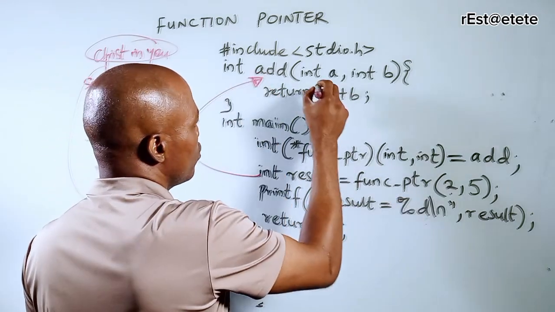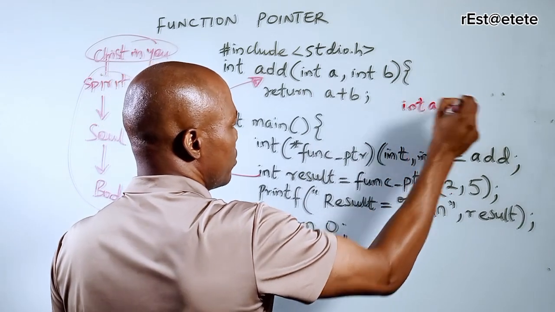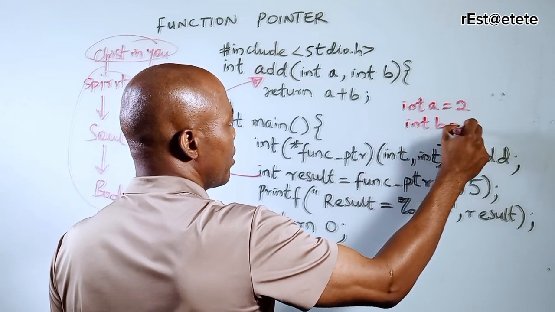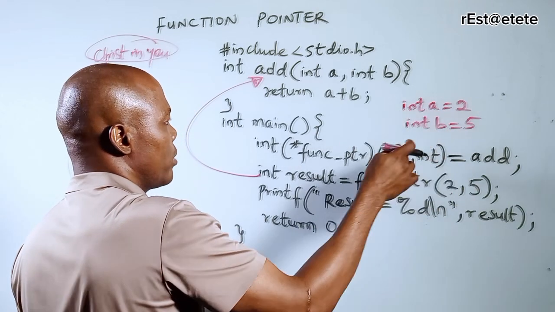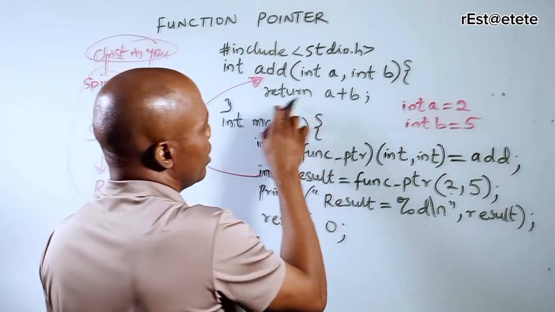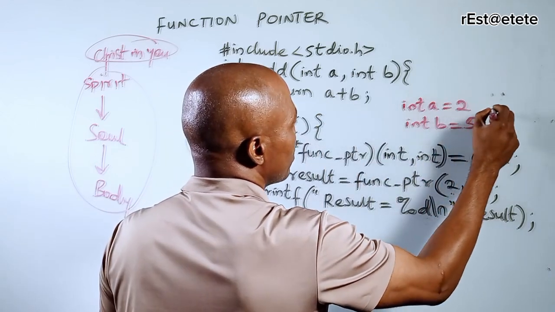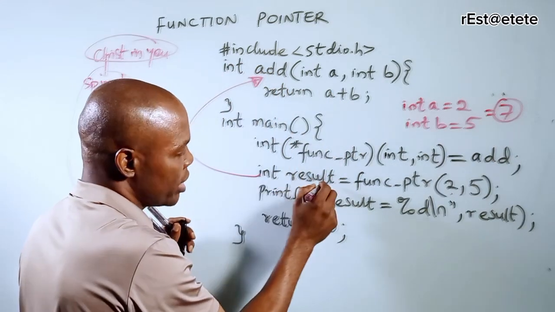So these 2 will be given, so int a will take 2, and then int b will take 5, right? It will take 2 and it will take 5. So it will come in. It will return a plus b. So a plus b will be what? 7. That will be returned to this place and stored in result.